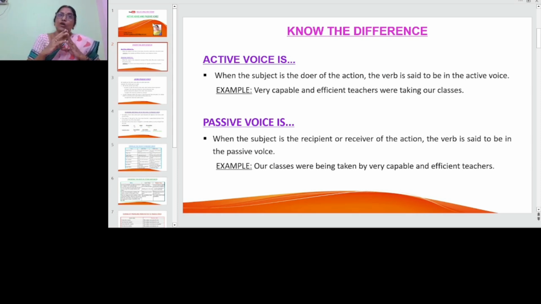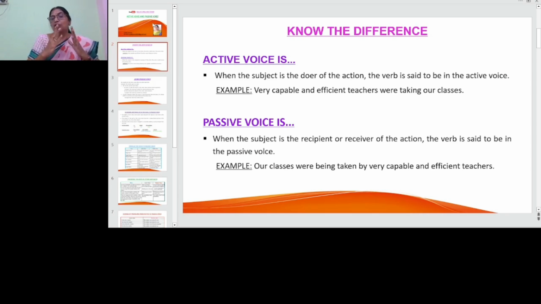Very capable and efficient teachers were taking our classes. In this sentence, can you identify the subject, verb and the object? Yes, you are right. So, very capable and efficient teachers is the subject. Were taking is the verb, which is in past continuous tense, and our classes is obviously an object. Now, when we convert it into passive voice, the object should be given importance and the subject is the recipient of the action, as I told you. So our classes were being taken by very capable and efficient teachers.